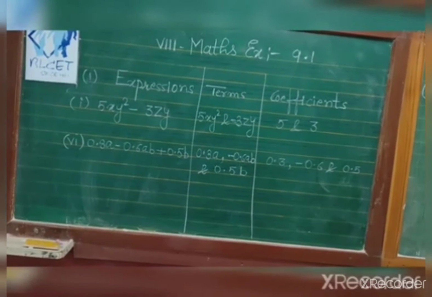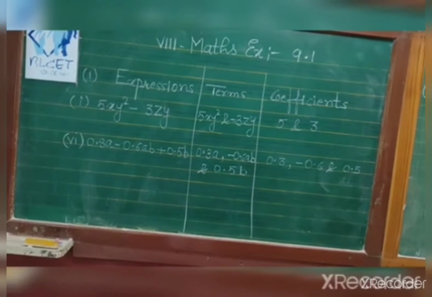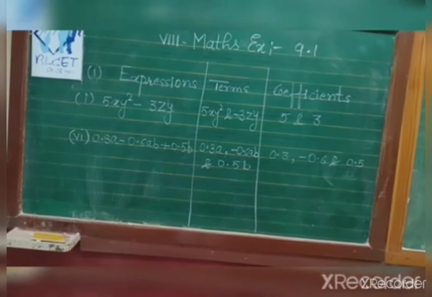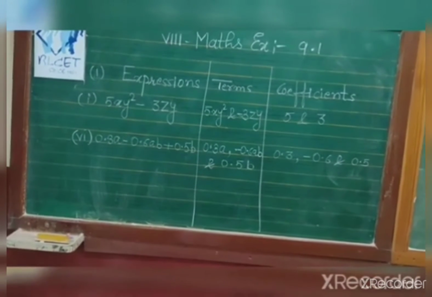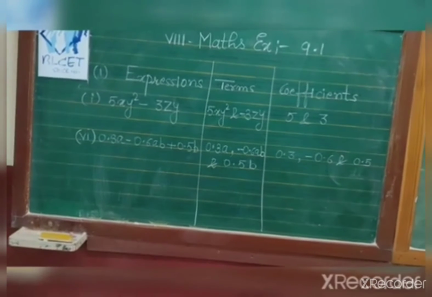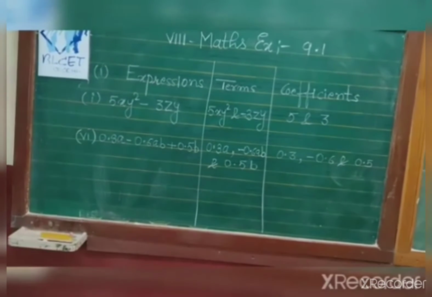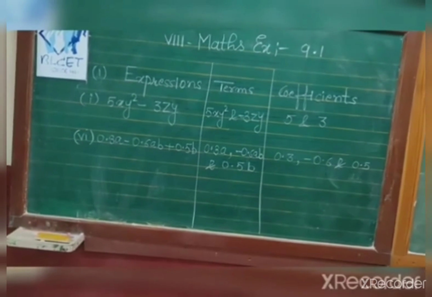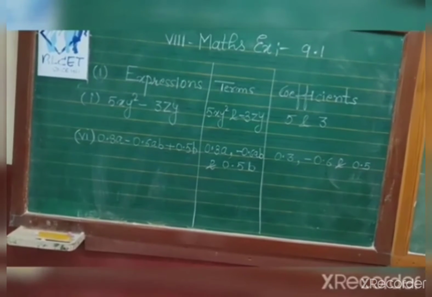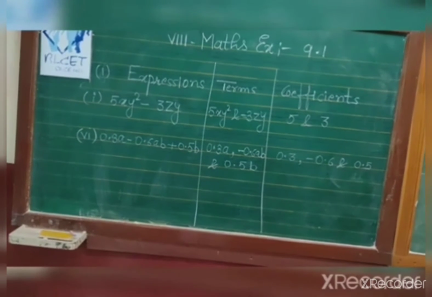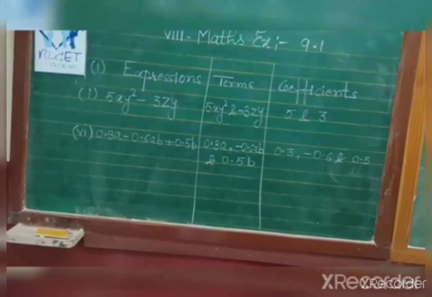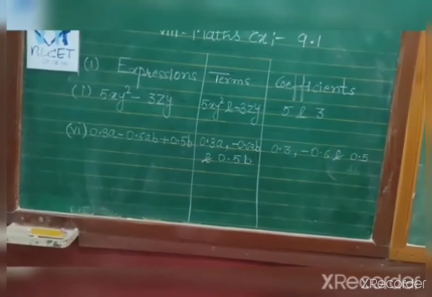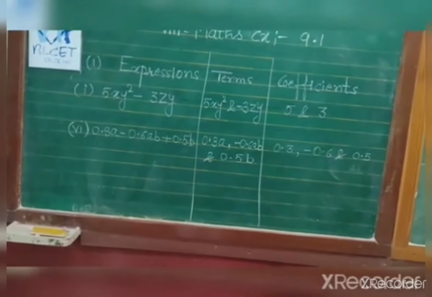And in the 6th sub question, 0.3a minus 0.6ab plus 0.5b. This is a trinomial, and the terms are 0.3a, minus 0.6ab and 0.5b. The coefficients are 0.3, minus 0.6 and 0.5. In the same way you can find the terms and coefficients of the other expressions.